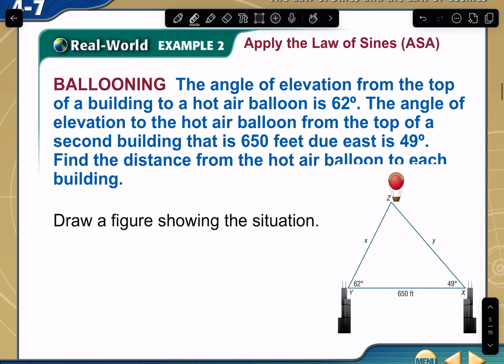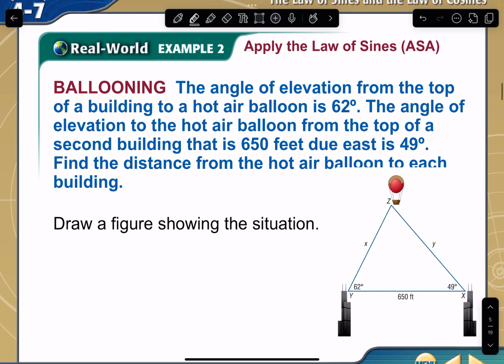So looking at example 2, example 2 is also a law of sine question. It gives you a word problem. And then there is a figure kind of drawn out to help you understand the actual situation.